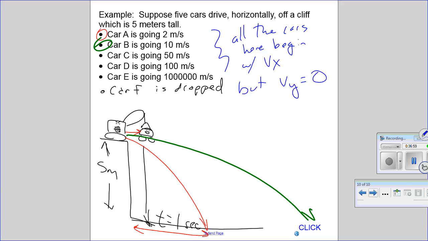All right? So the idea is, because all of my objects begin vertically from rest, they all fall down in 1 second. All right? I will prove that to you tomorrow.